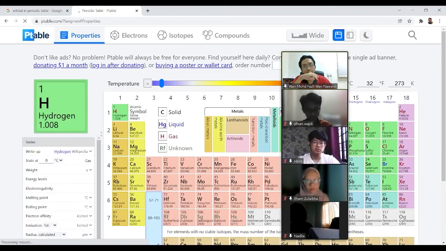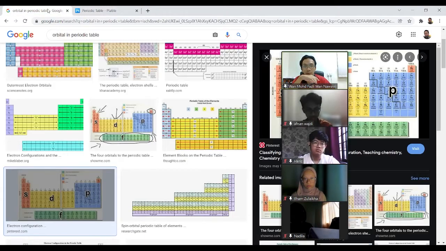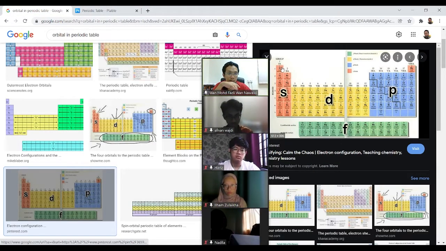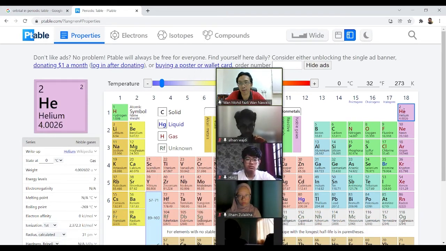If you look at hydrogen, if I click hydrogen, you can see here that you have 1 electron only. This 1 electron is in the S orbital, because if you look here, there is an S orbital. So the 1 electron resides in a probability region that looks like a sphere. That's what it means. If you go to number 2, helium, you see there are 2 electrons there.